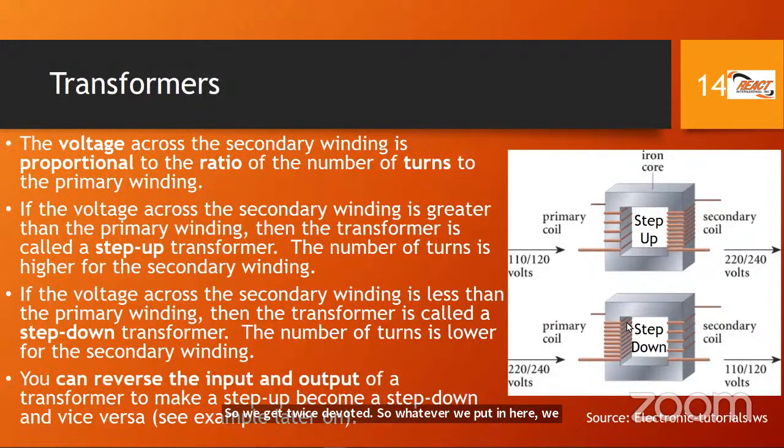If we have the primary that has more windings and the secondary has less windings, that's a step down transformer, because whatever we put in, we'll get less on the right hand side. So we have 20 windings on this side and 10 on the other side, then it's half. So if we put 220 in, we will get 110 out. So that's the concept of how the transformer works with alternating current voltage.